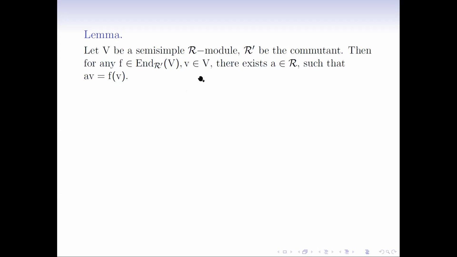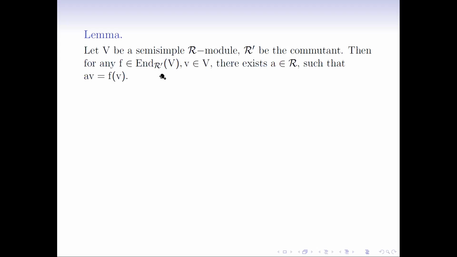So what does it mean? We have a module over R. R prime is the commutant, so this is the subset of linear operators commuting with the action of R. And it's a K algebra. Now let's consider all endomorphisms commuting now with R prime. Of course, all endomorphisms coming from the action of R commute with R prime, so they belong to this. We call these endomorphisms R prime V.